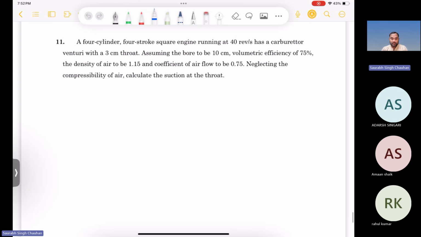So we have one more question. A 4-cylinder, 4-stroke square engine. So you know a square engine? Yes, sir. L equal to D, length of stroke equal to diameter. Bore is equal to stroke. Running at 40 revolutions per second.